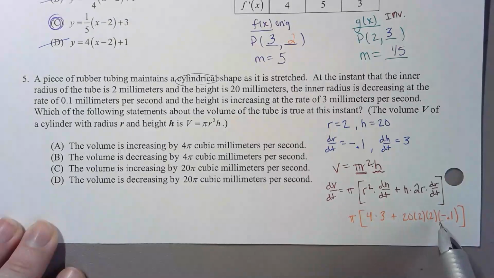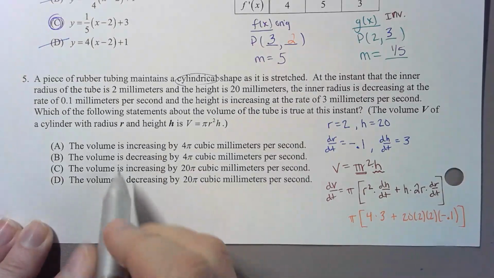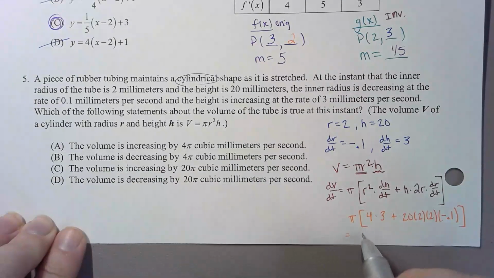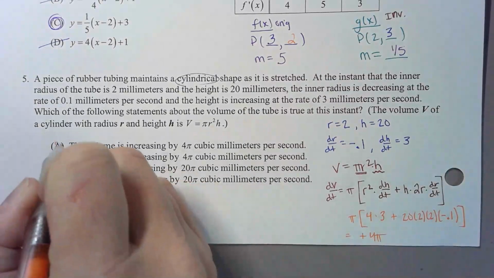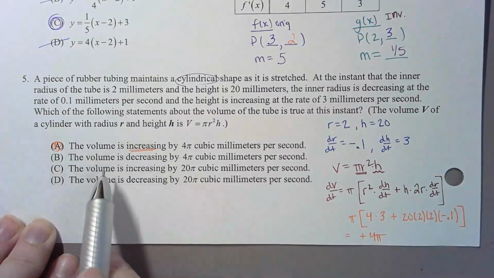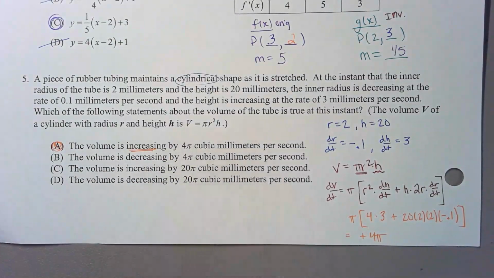And it's a positive 4 pi. So I was just kind of reading my answers. Because we got a positive 4 pi, the volume is increasing at 4 pi cubic millimeters per second.